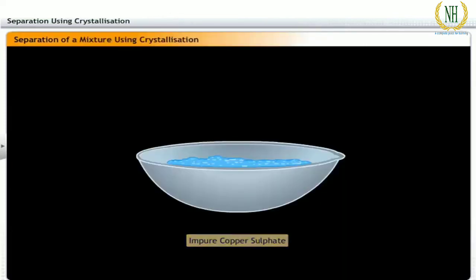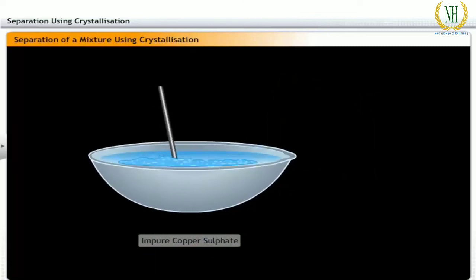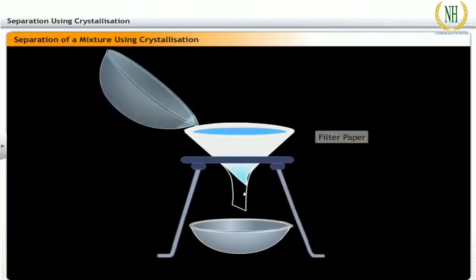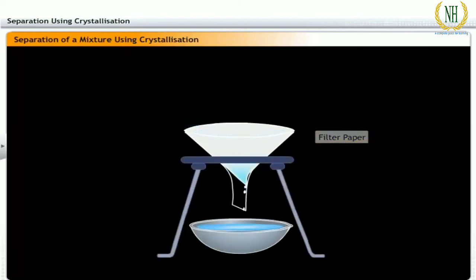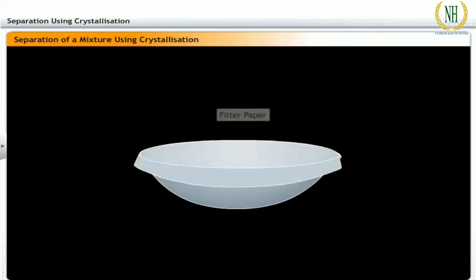Take a sample of impure copper sulfate in a china dish. Dissolve the copper sulfate using as little water as possible. Filter the copper sulfate solution. Next, evaporate the water from the solution so that you get a saturated solution. Cover the solution with a filter paper and leave it at room temperature to cool for a day.